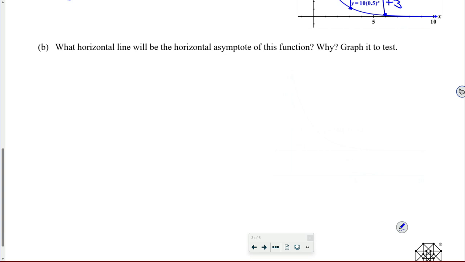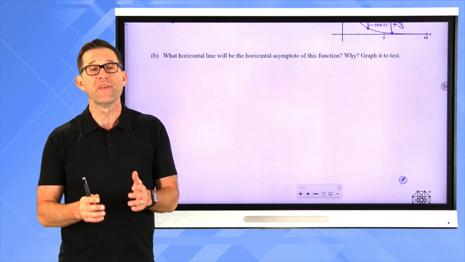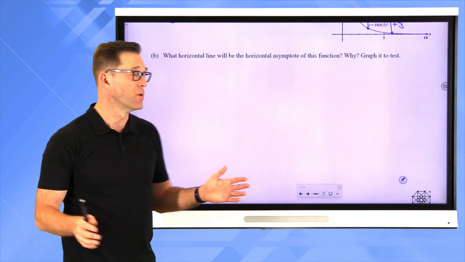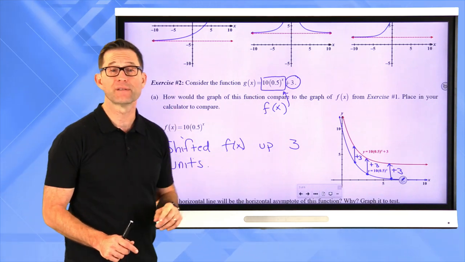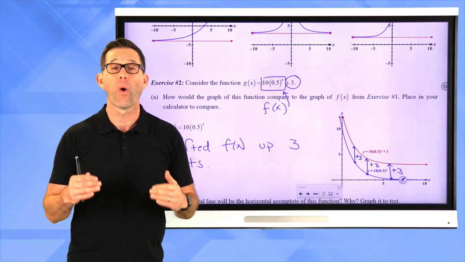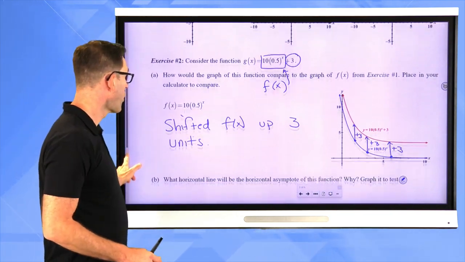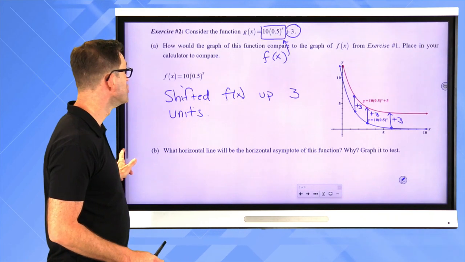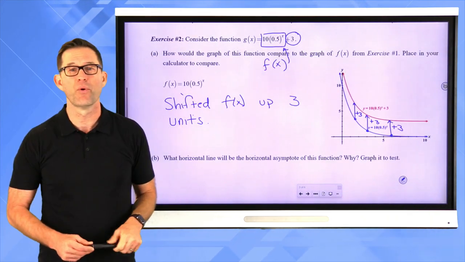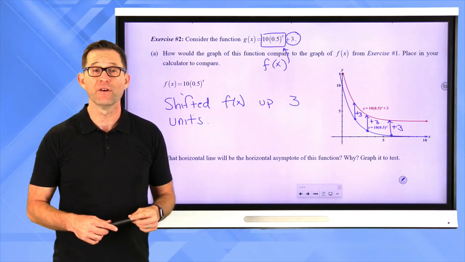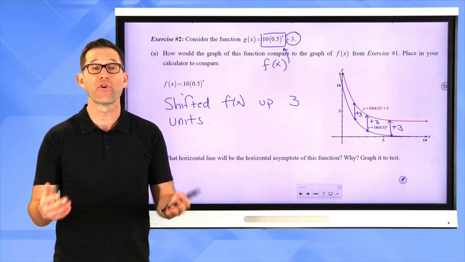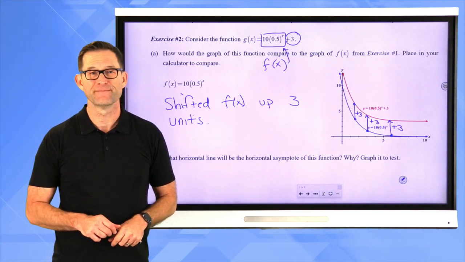Now, let's take a look at letter B. What horizontal line will be the horizontal asymptote of this function? Graph it to test. Okay, so in my last problem, the x-axis was the horizontal asymptote of the original function, f of x. And remember, the x-axis is the equation y equals 0. So what will be the horizontal line for the function g of x equals 10 times 0.5 to the x plus 3? Pause the video now, and if you think you have it, put it into your graphing calculator as the third function and see what it looks like.